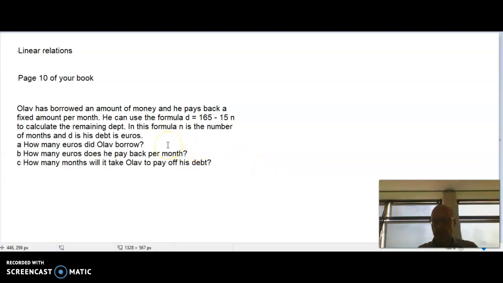Well, we can simply fill it in. We have the debt is 165 minus 15 multiplied by n. At the beginning, we have the full debt, so n is 0. So we have 165 minus 0 times 15, and this is 165. So he borrowed the amount of 165 euros.